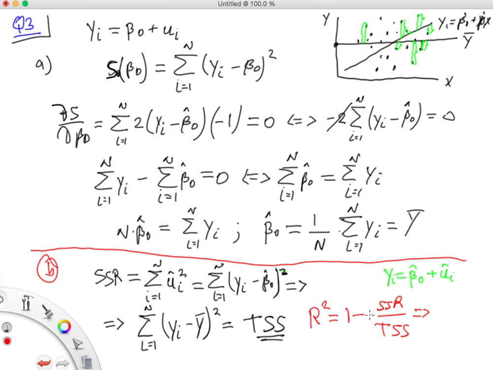And we know that in this case, TSS is equal to SSR. So if you plug in TSS here, since they are equal, we just proved, given that there is no x, then 1 minus TSS over TSS equals 1 minus 1 equals 0. So you just proved that in a case where we don't have x's and beta 1 is 0, in other words, our R squared will also be equal to 0. So that's it. That was question number 3.